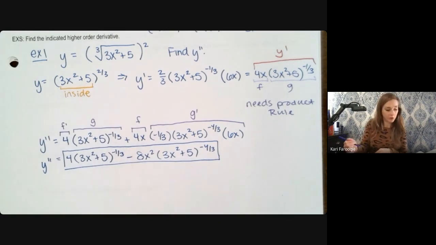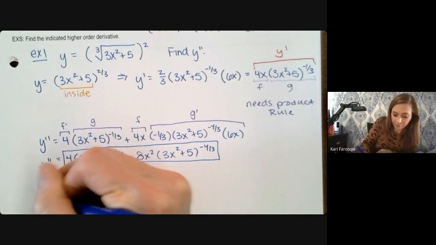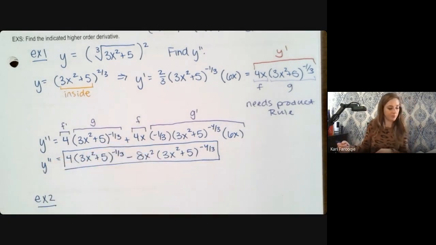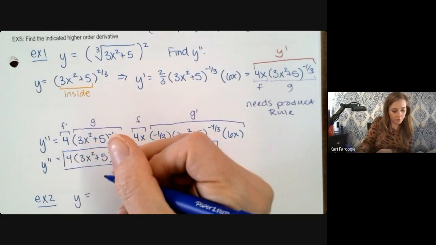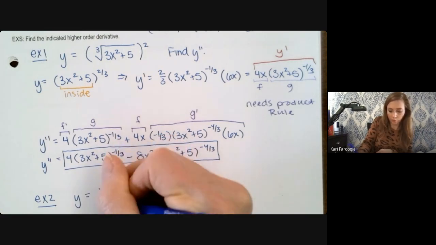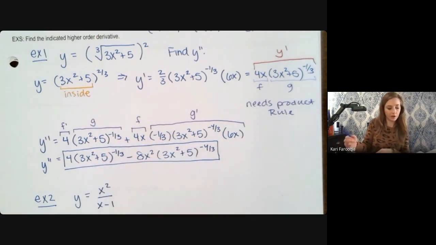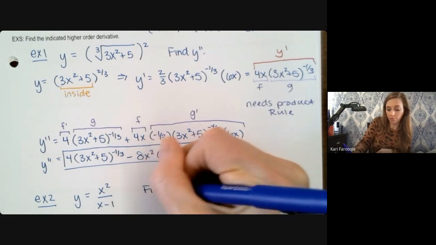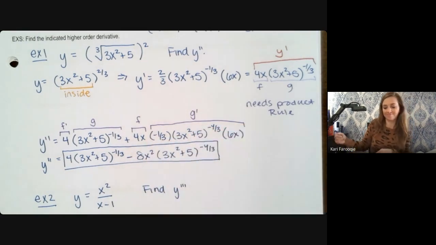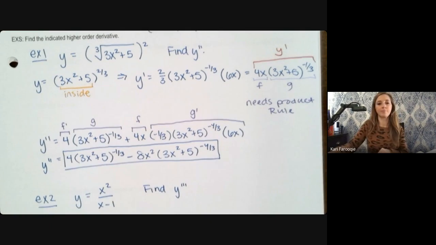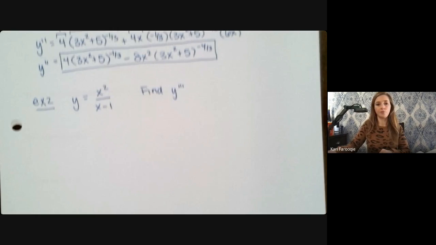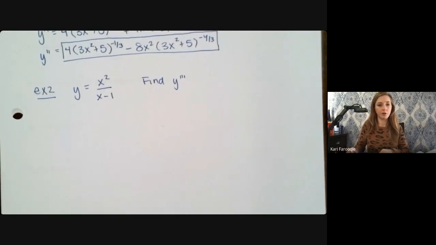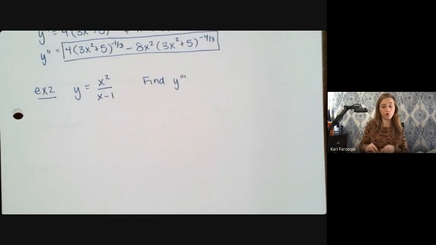All right, so let's do example 2. This will be y equals x squared over x minus 1. And we're going to find y triple prime. Okay, so we have a few things going on here. First of all, you're going to have to use the quotient rule. There's really not much of a way around that.